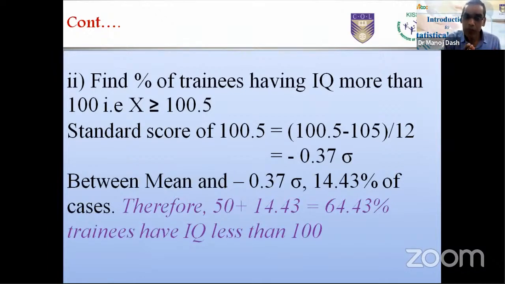So more than the mean, what percentage of cases are there? 50%. So 50% plus from the mean till 100.5, what percentage are there? 14.43. That we have calculated from our calculation. So 50 plus 14.43, the answer is 64.43% of trainees have IQ more than 100. So this is the check your progress question 1.